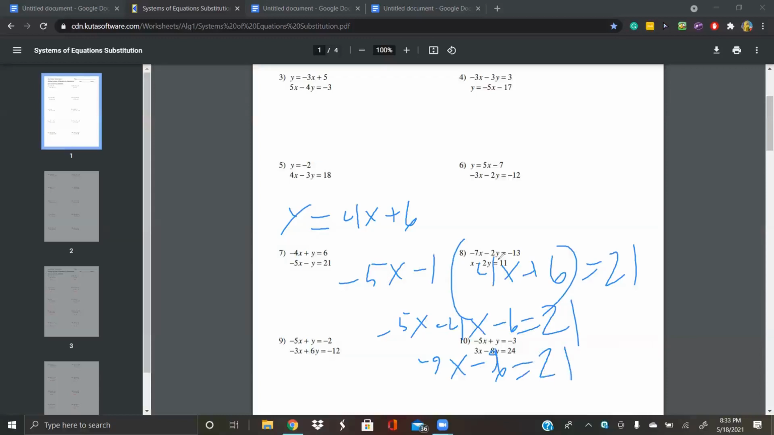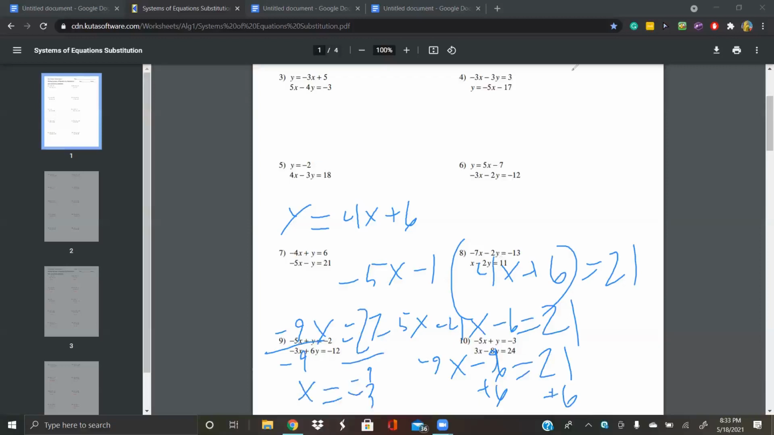So we're going to add 6 on both sides to isolate the x, plus 6 and plus 6. So that leaves us with negative 9x equals 27. So divide negative 9 on both sides, negative 9, and that leaves us with x equals negative 3.